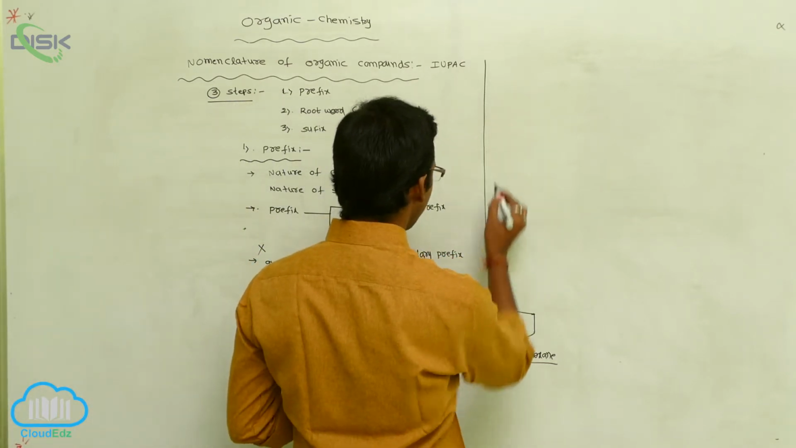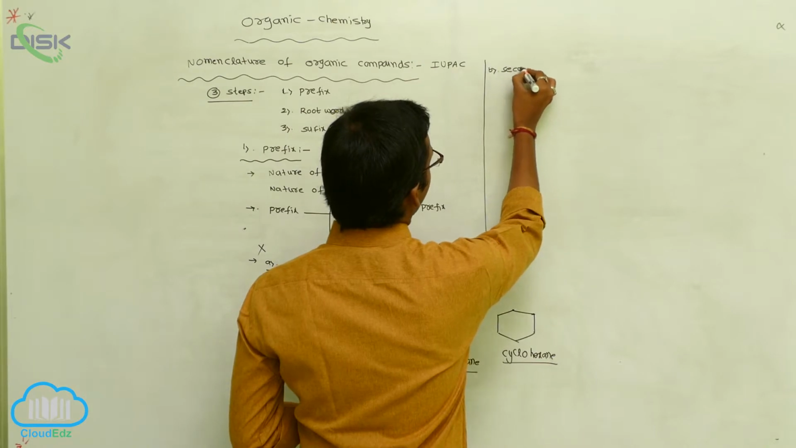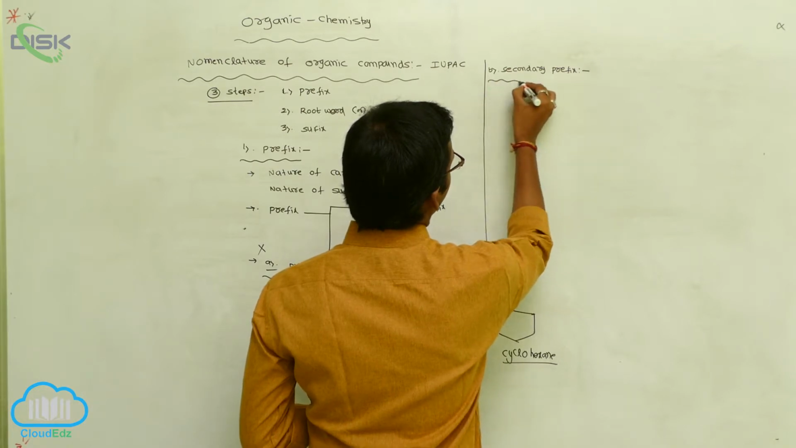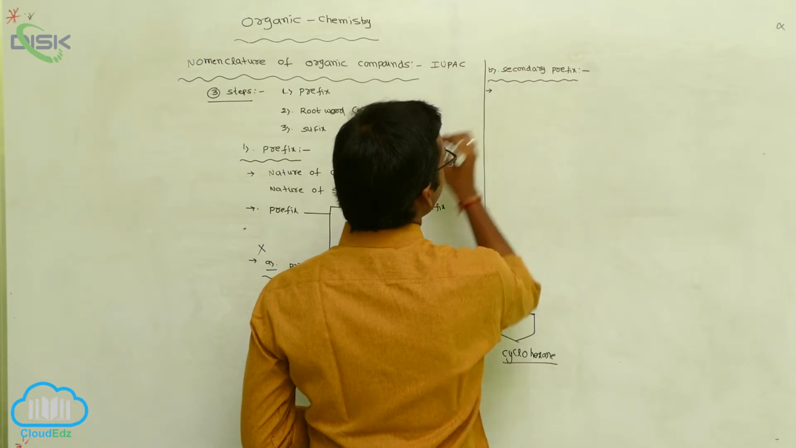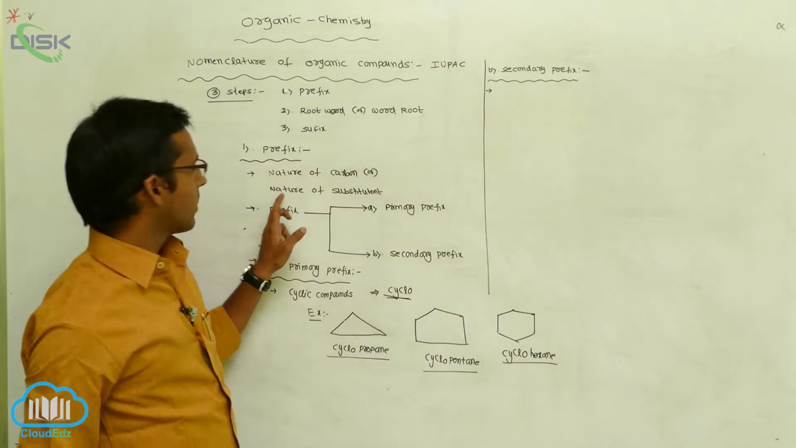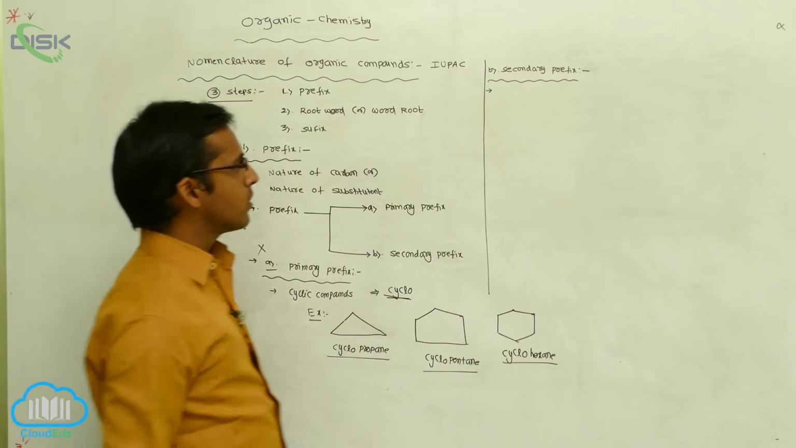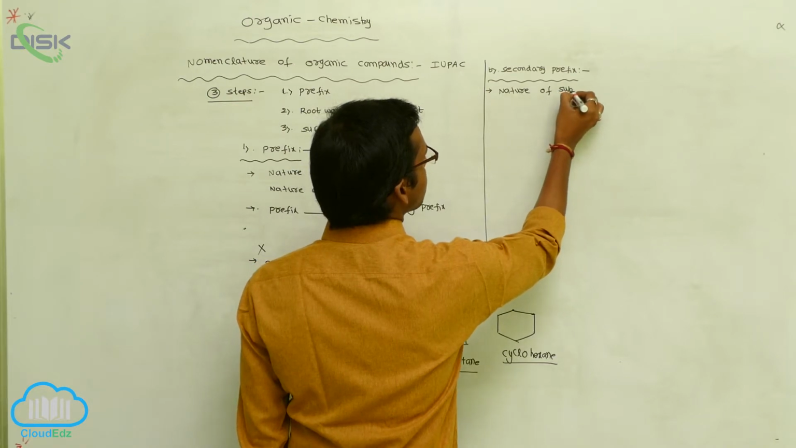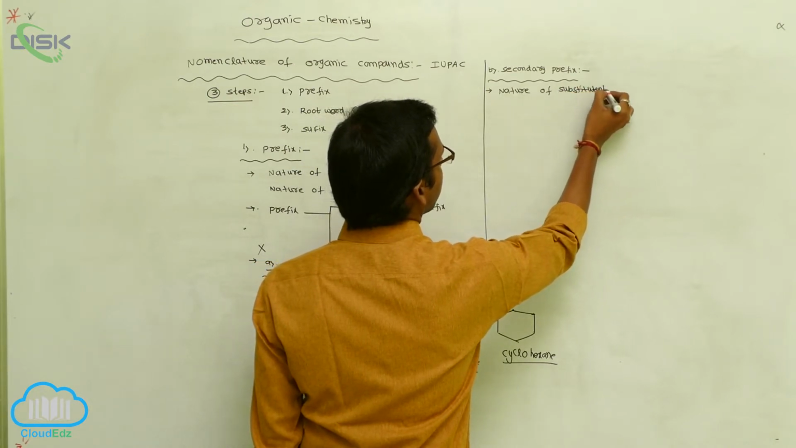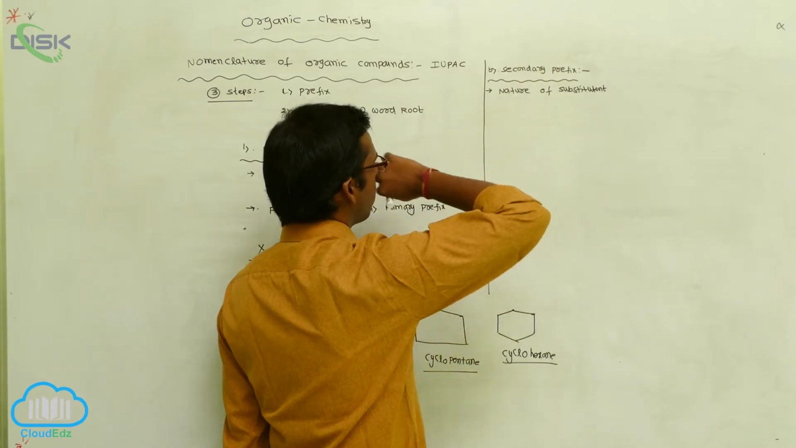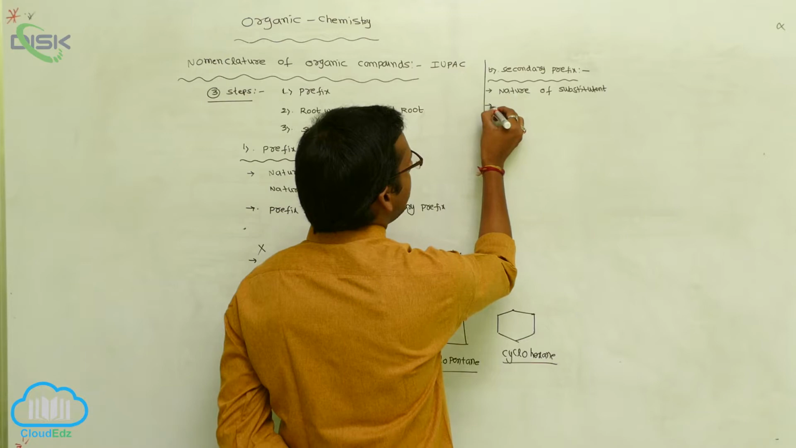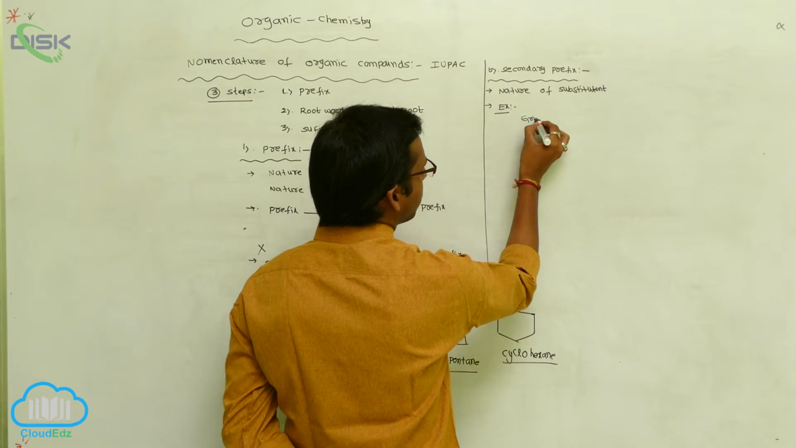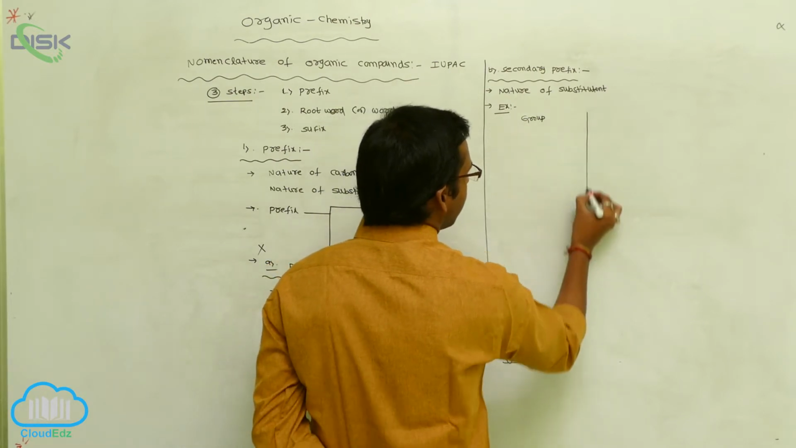And the next one is B, secondary prefix. This secondary prefix explains the second factor, that is, the nature of substituent. What type of substituent is present is explained by the secondary prefix. For example, if you consider a group and its secondary prefix.